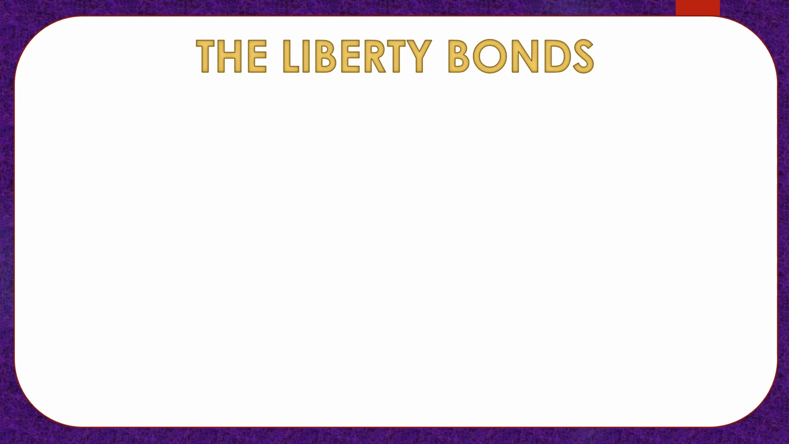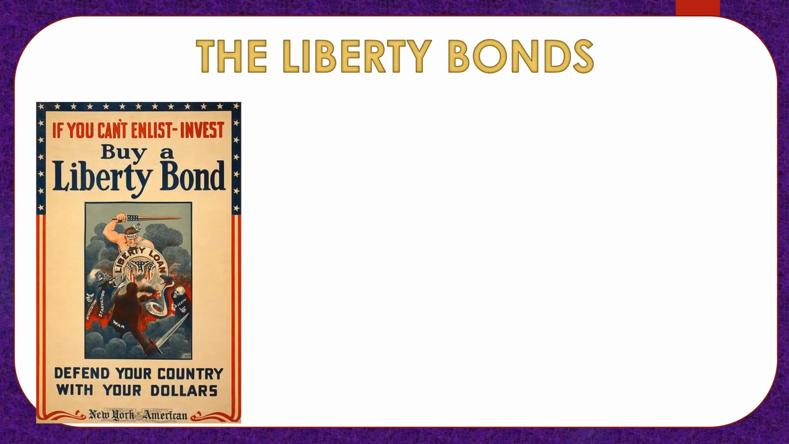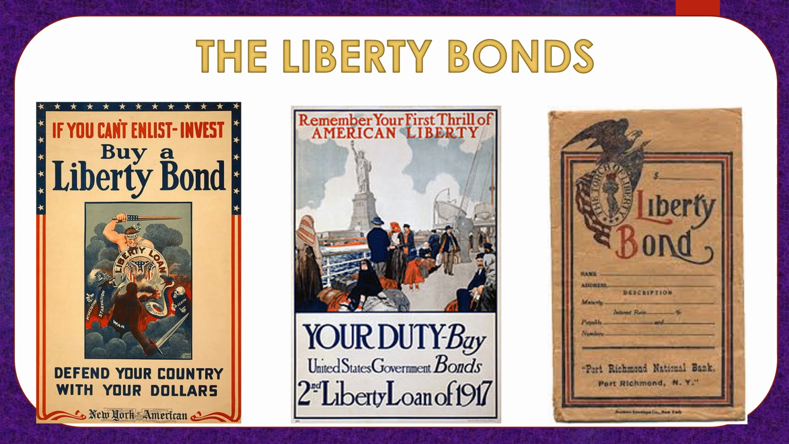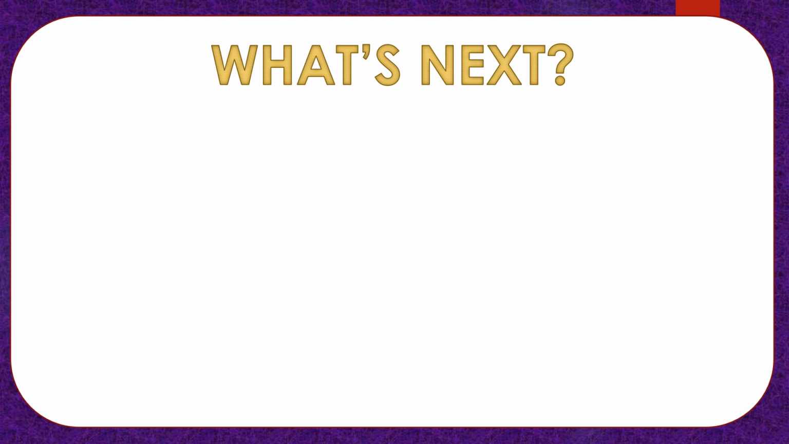These are the posters, the evidence that Liberty bonds was once important during World War One. You see, if you can't enlist, meaning join the army, tak boleh join army, what do you do? You invest by buying a Liberty bond. So defend your country with your dollars. So use your money to protect your country. See, this is a propaganda, right? You cannot fight, then you give your money to help the country fight the enemy. And then remember your first thrill of American liberty, your duty by United States government bonds. And then the last one is the bond itself, right? Surat Perjanjian, Liberty bonds.